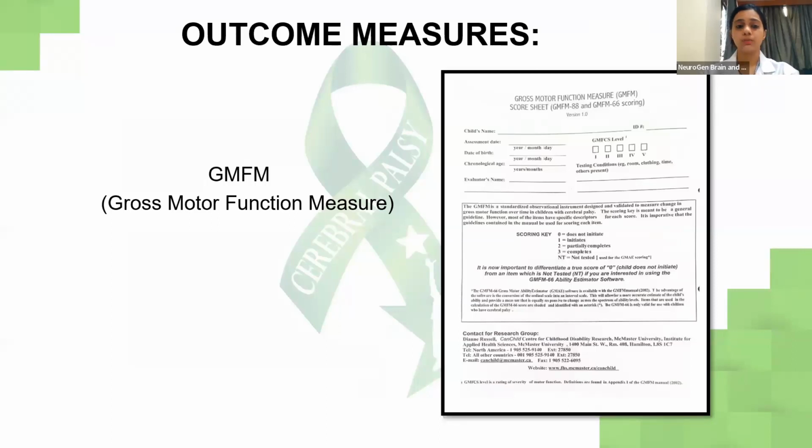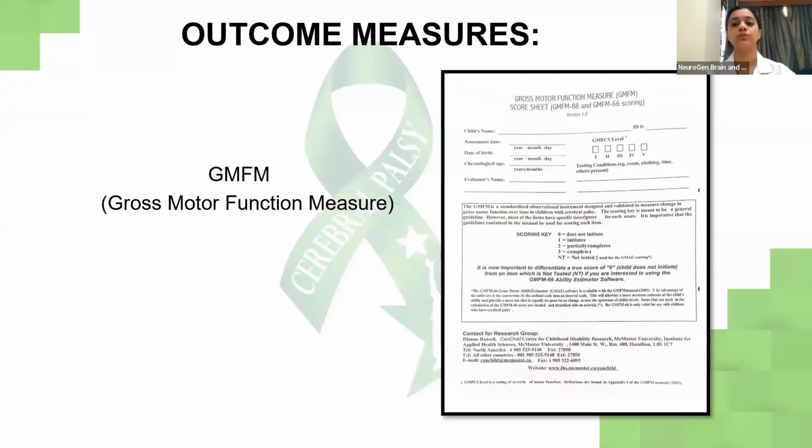We use the Gross Motor Function Measure. It will tell you about the functional level of the child: how much percentage he is able to sit, crawl, knee walk, creep, or stand on knees. How much he is able to do all of that, out of 100, is what we measure.